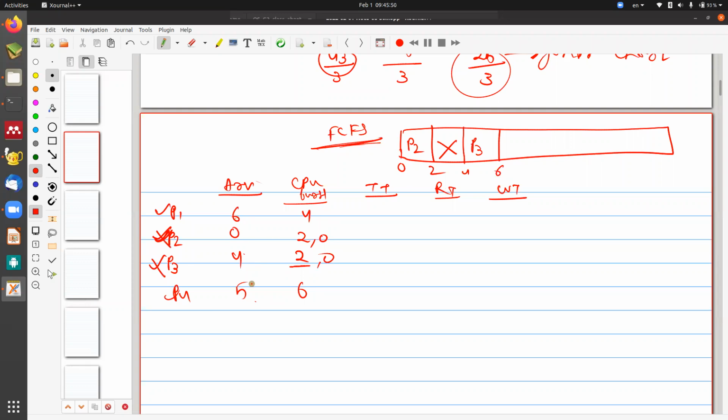So 5 and 6 have come. Sorry, P1 and P4 have come. Who came first? P4. So P4 will be executed first. How long will it be executed? 6 units, so 6 to 12. Then it is also completed. And which process is left? Only P1. How many units? 4 units. So P1 will run for 4 units. Got it? Sir, P4 starts with arrival at 5.